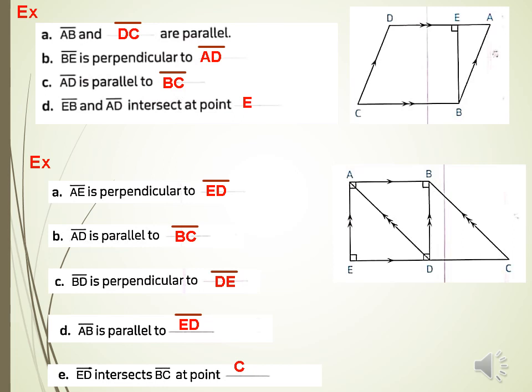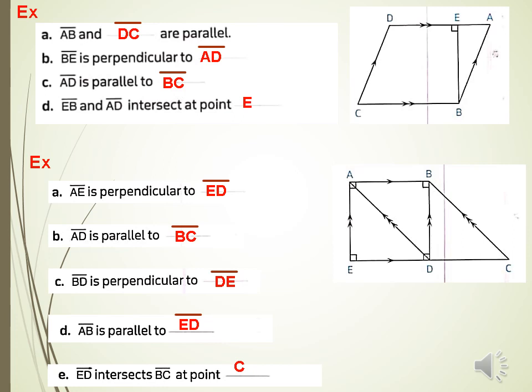Letter B, the line segment BE is perpendicular to what? Perpendicular lines have one common point and make a right angle. So line segment BE is perpendicular to line segment AB or line segment ED.